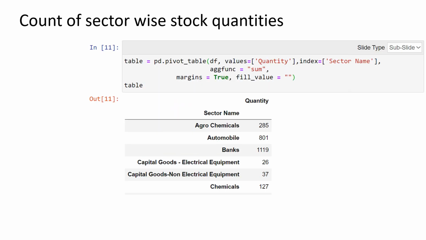The next example of a pivot table is the number of units of stock under each sector. That's why I have written values is equal to quantity, index is equal to sector, and aggregate function sum. So on each line it will write down the total number of units of stock under each sector. For this example, agrochemical has 285 units, automobile has 101 units of stock, and banks have 1119 units.